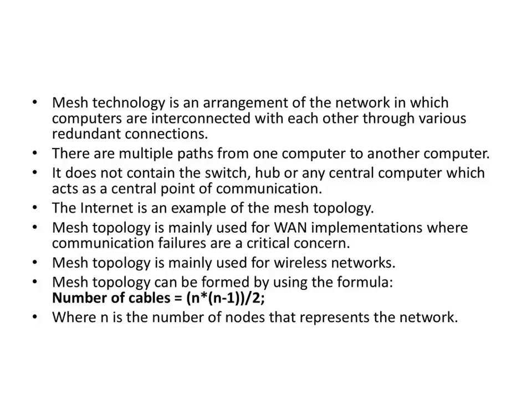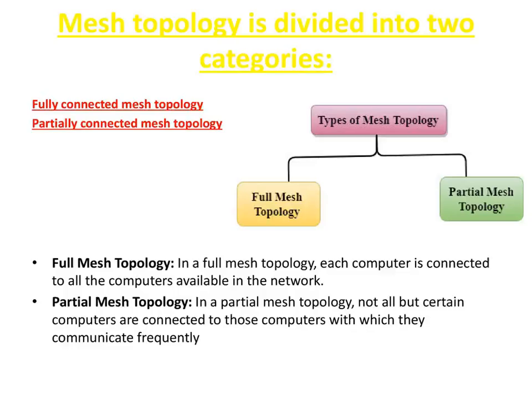The mesh topology networks are very reliable, as any link breakdown will not affect the communication between connected computers. Fast communication. Communication is very fast between the nodes. Easier reconfiguration. Adding new devices would not disrupt the communication between other devices.